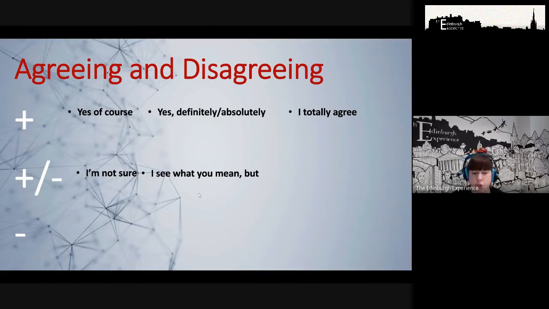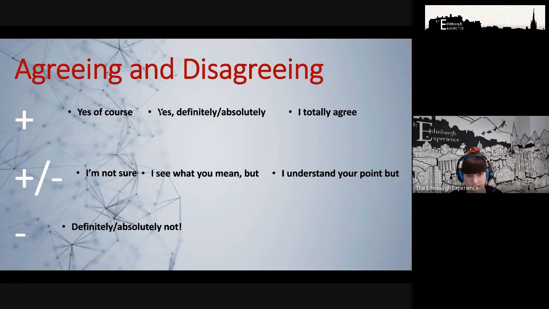I could say, I see what you mean. I acknowledge what you're saying, however, but this is what I feel. And I could say, I understand your point, but this is what I think. Okay. And if I completely disagree with you, right, I can use the opposite here. Definitely, absolutely not. Just watch out, right?